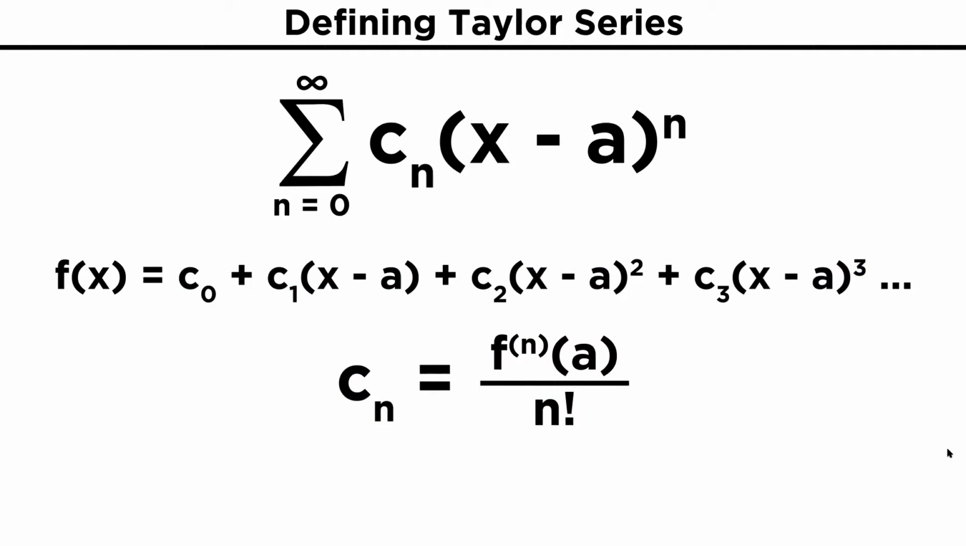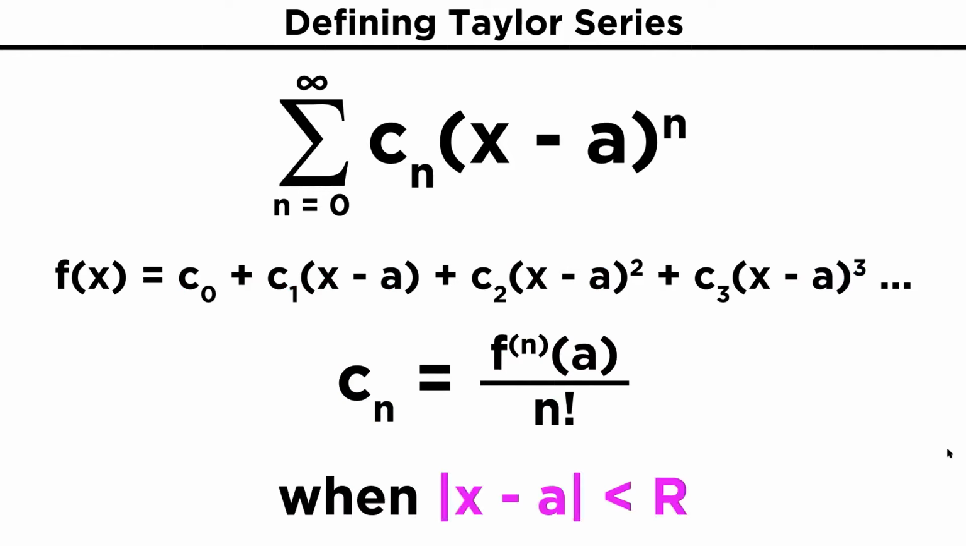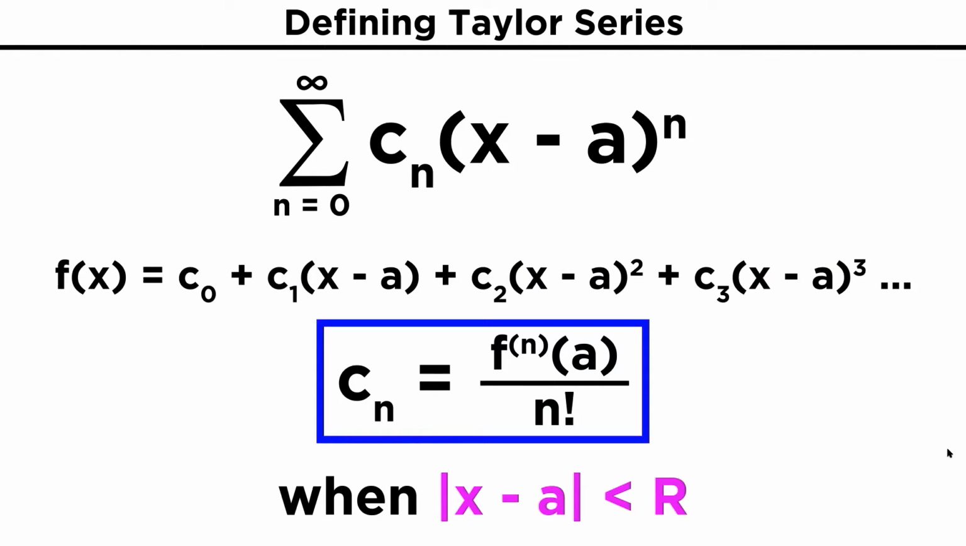So to summarize, for the function given by the sum of c sub n times the quantity x minus a to the n power, where the absolute value of x minus a is less than the radius of convergence for the series, the coefficients of the function are given by this formula.